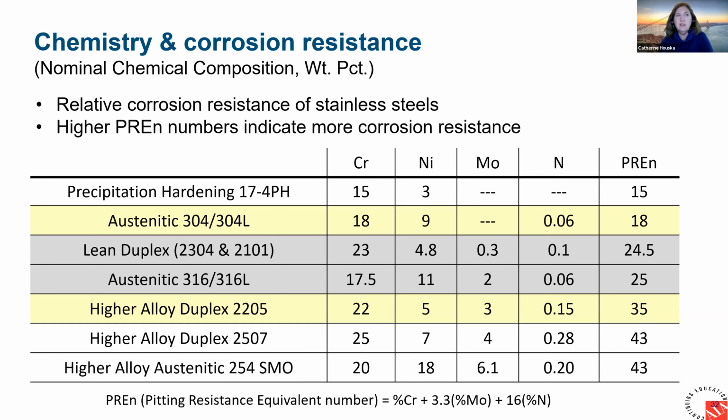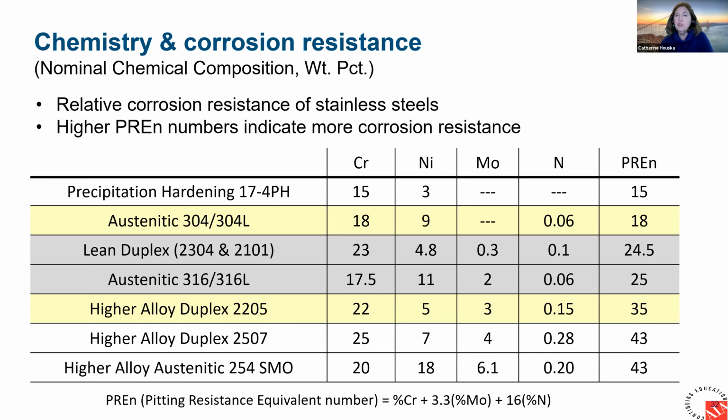It is not something that tells you for every application which stainless steel will perform better in that specific environment, but it does give you a relative ranking. The higher the number, the more corrosion resistant the stainless steel. The precipitation hardening stainless steels are the least corrosion resistant. Then you'll see 304, 316, the lean duplexes up, as we go up in the mid 20s. 2205 is a big jump up with 35. And then there are both austenitics and duplexes that are up in the 40s.